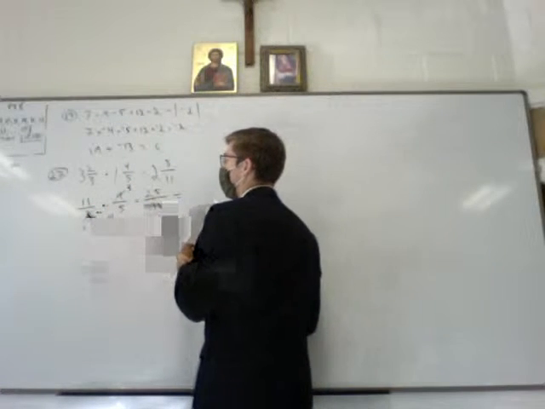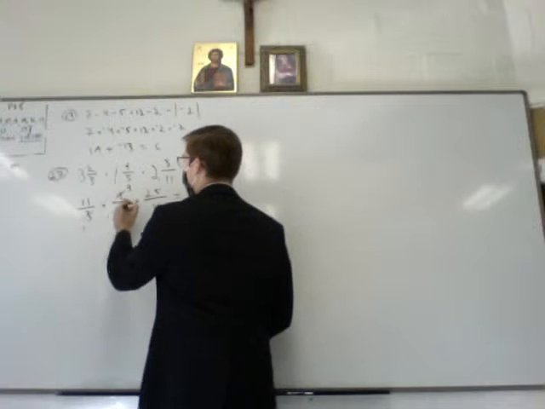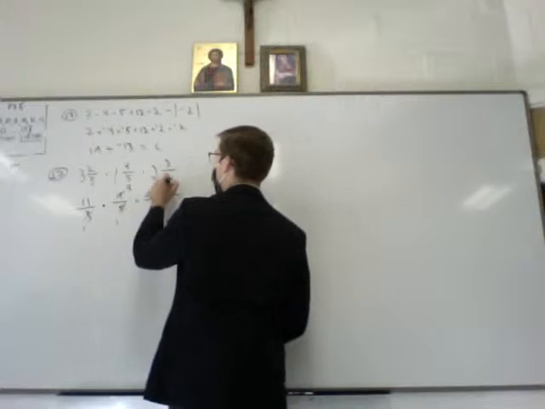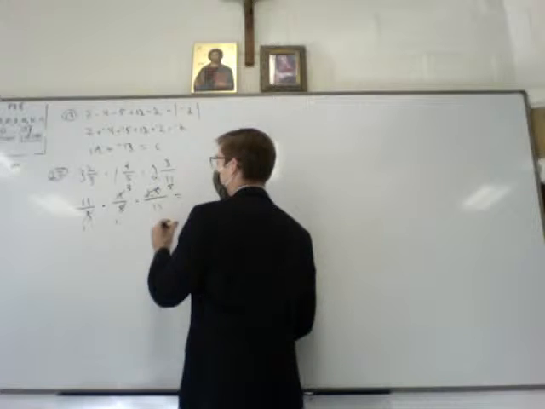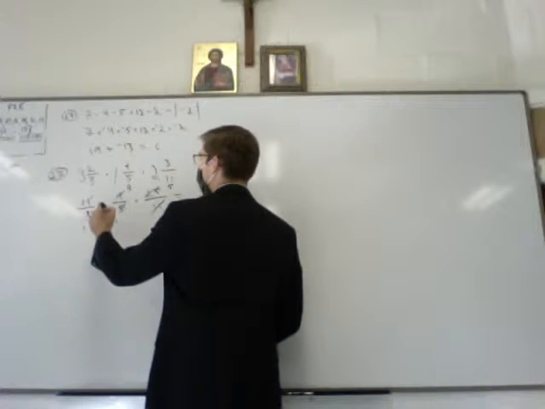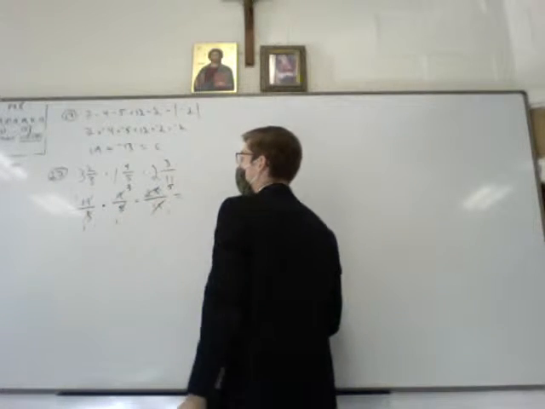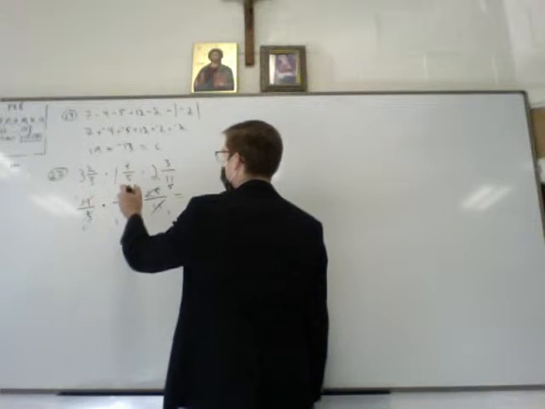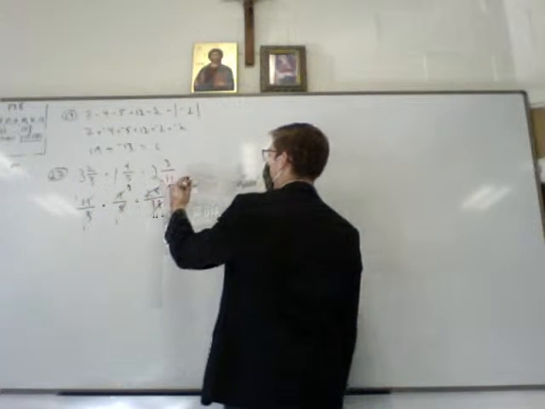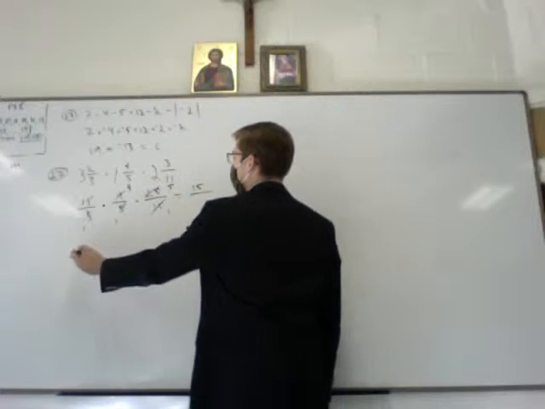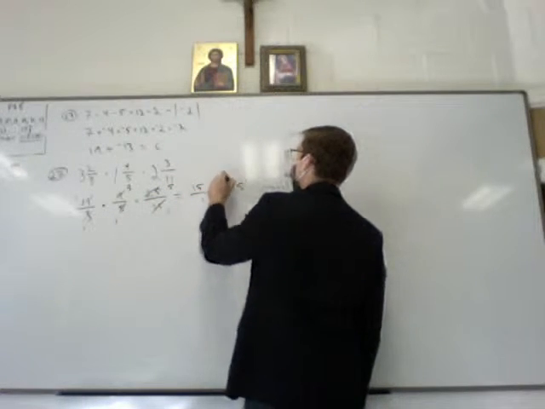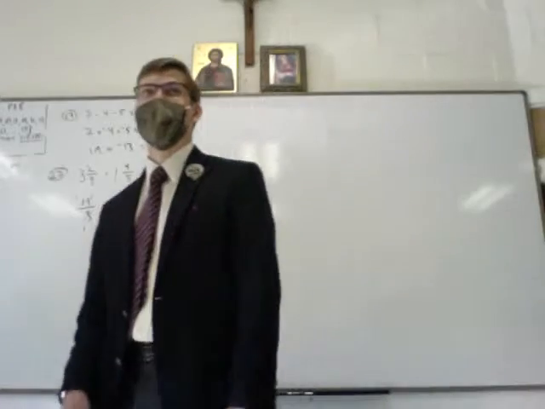What else can we do? 5 and 25. What do those become? 1 and 5. What else can I simplify? 11 and 11. Those both become 1 and 1. All right, so now we multiply across the top and multiply across the bottom. We've got 1 times 3 times 5, which is 15. Multiply across the bottom, 1 times 1 times 1 is 1. 15 over 1, just write that as 15.